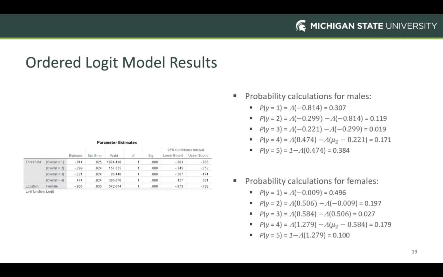And then you can see there are some pronounced differences between the groups. So for males, we saw roughly a 30.7% chance that they would strongly oppose roundabouts, whereas that was 49.6% in the case of females. And at the other extreme, strong support for roundabouts was significantly higher at 38.4% for males versus only 10% for females, okay? And so that's demonstrating results with the ordered logit.